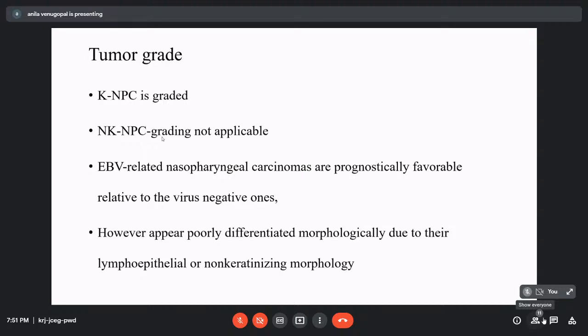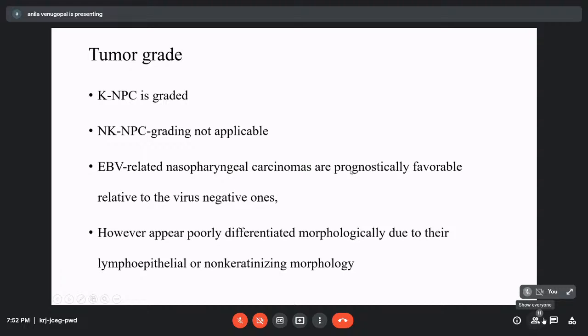So if we are to grade, we will be applying the criteria of keratinization. There is no keratinization, no intercellular bridges, so nothing to suggest a lower grade. So these invariably will fall into the criteria of poorly differentiated, which is not so, because the EBV-related non-keratinizing nasopharyngeal carcinomas are prognostically favorable.